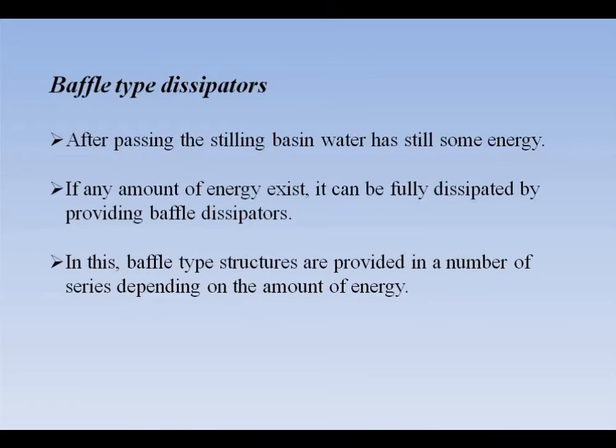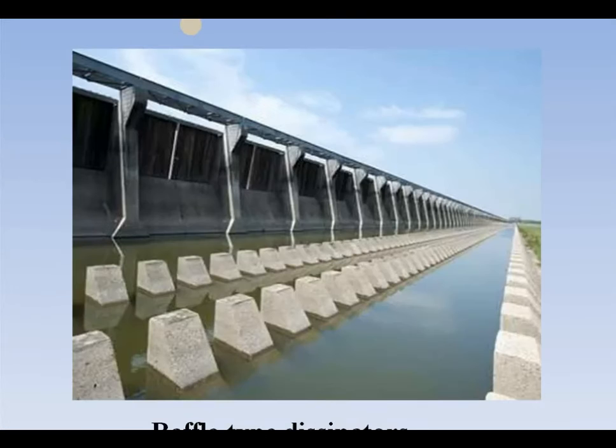उसके बाद है baffle type dissipator. So after passing the stilling basin, water passes free from energy. ठीक है, स्टिलिंग बेसिन में से भी पास होने के बाद उसके बाद क्या होता है? और भी एनर्जी होती है, ठीक है. So if any amount of energy exists, it can be fully dissipated by providing a baffle dissipator. So in this, baffle structures are provided in a number of sizes depending on the amount of energy. So you can see this figure. This figure shows the baffle type dissipator, right?